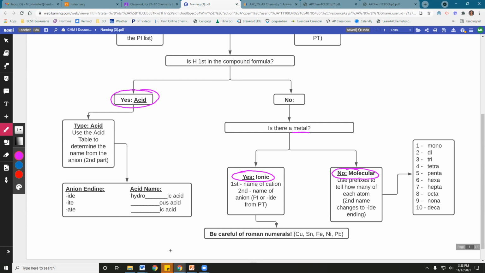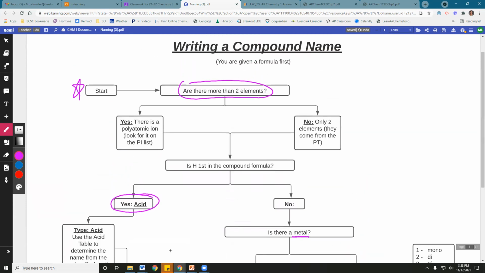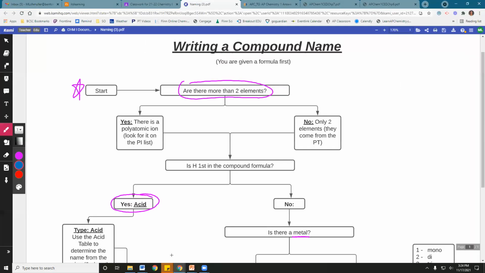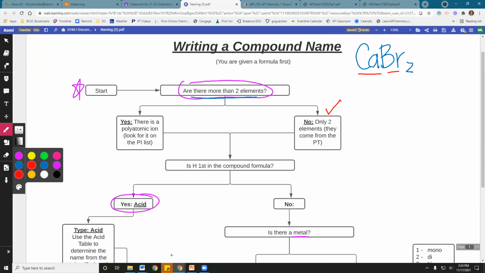Okay, so we're going to go through this flow chart. I'm actually going to just write on here because it's easier than flipping back and forth. So the first example I have is CaBr2. If we're looking at the formula CaBr2, the first question to ask ourselves: are there more than two elements? We've got calcium and we've got bromine. So that's only two. So we know that both of these elements are going to come from the periodic table. We're not going to have a polyatomic ion in there.